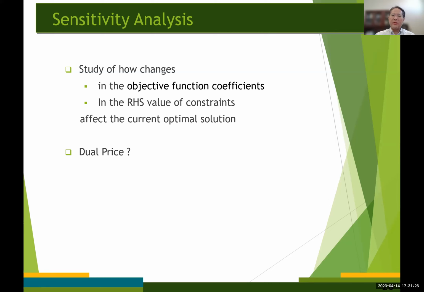Okay, so last time we talked about how changes in the objective coefficient values and the right-hand side values of each constraint affect the current optimal solution. So now I'm going to summarize what we've done last time and then move on to the new material. So talking about the dual price.